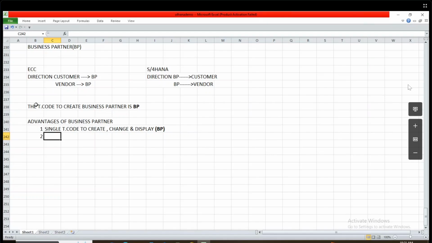Because some clients have this requirement, customer is also vendor. In that case, earlier we didn't have the link, but now the same business partner you can use as customer and vendor. Take this: the same business partner can be used as customer and vendor. We have BP roles, we'll see later. With the help of BP roles, we can differentiate. We can create the same business partner twice, as customer and vendor.